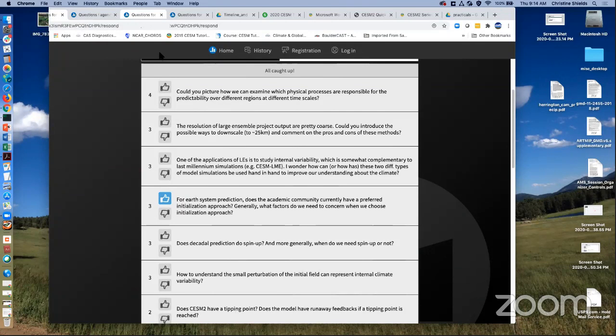Going forward, one thing that's started to become more popular is variable resolution models, and some folks at NCAR have also been working on those. You can refine the grid over one region that you care about, so it's still computationally tractable to run, but those would be different model simulations than the large ensemble.